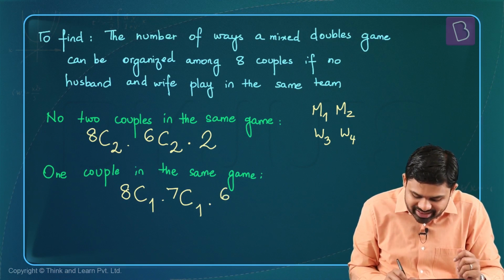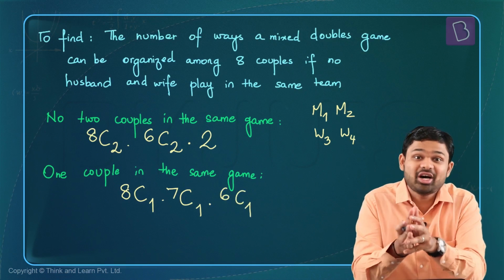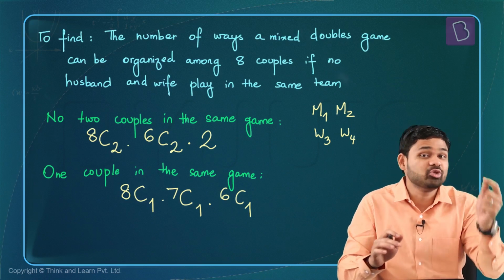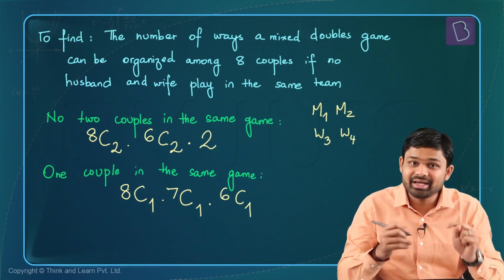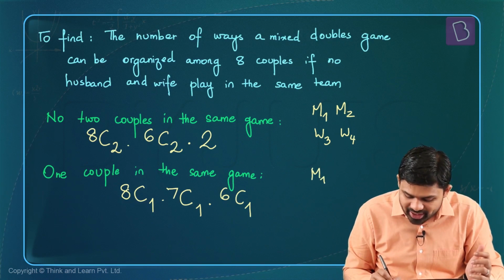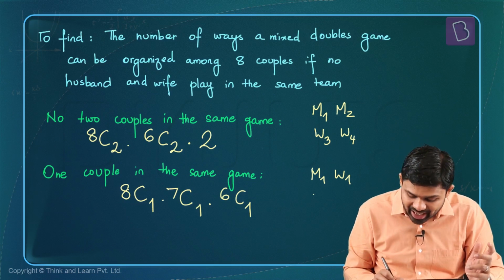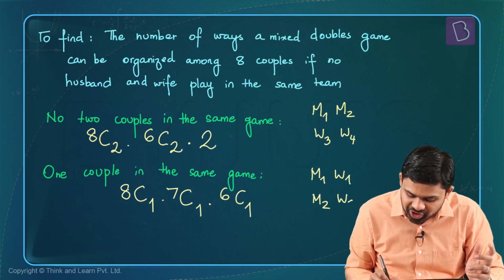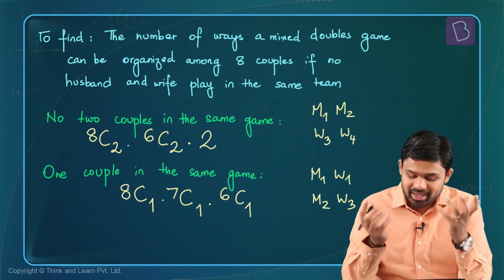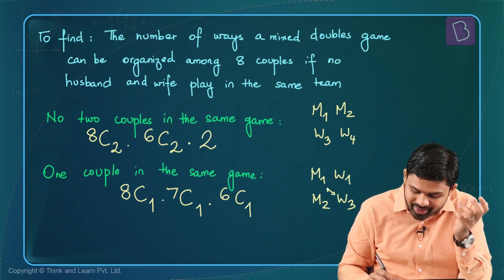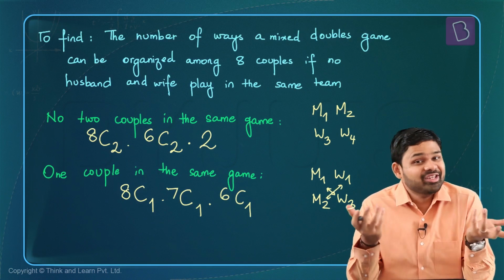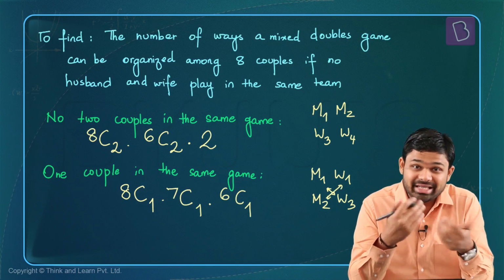So that's going to be 6C1 ways because I have 6 of the other gender to choose from. So 8C1 into 7C1 into 6C1. Now let's consider, are there multiple teams which are possible? I have man 1 and woman 1, let's say, and I have man 2 and woman 3. How can the teams be formed? The couple should not be the same team. So man 1 has to go with woman 3 and man 2 has to go with woman 1. So there is no other teams which are possible.